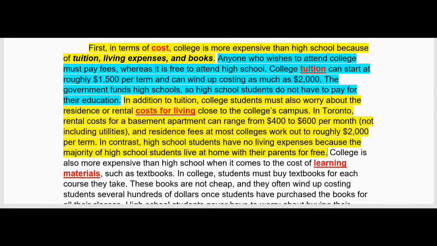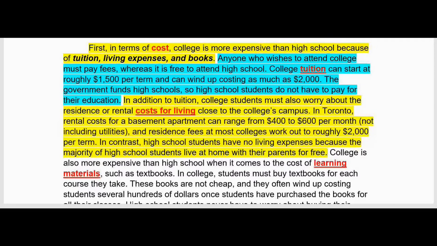Let's read it. It says, in addition to tuition, college students must also worry about the residence or rental costs of living close to the college's campus. In Toronto, rental costs for a basement apartment can range from $400 to $600 per month, not including utilities. And resident fees at most colleges work out to roughly $2,000 per term. So as you can see, I'm giving you the picture of the cost of living in college, and I'm giving examples. Then I make the contrast.